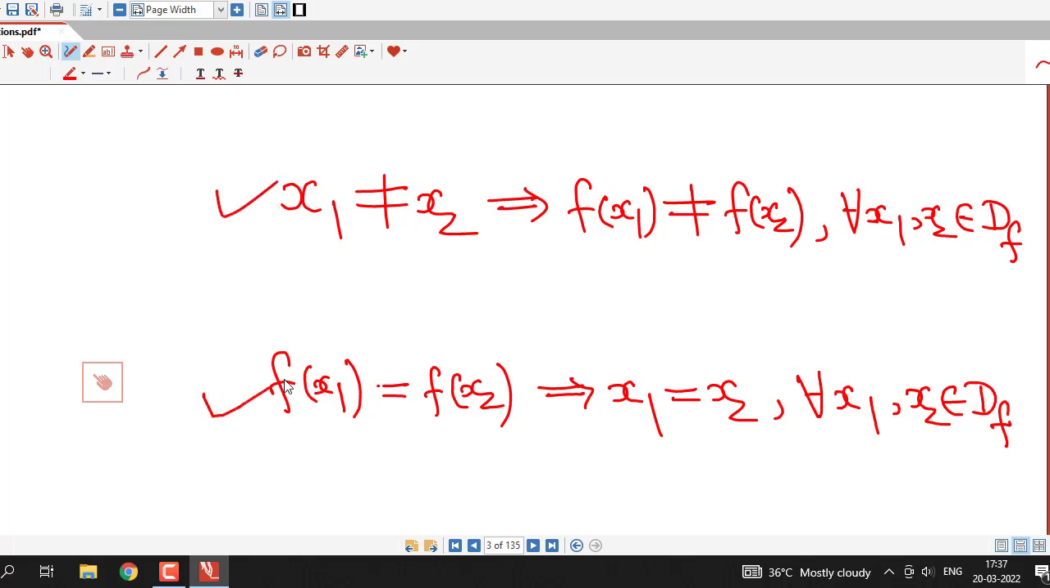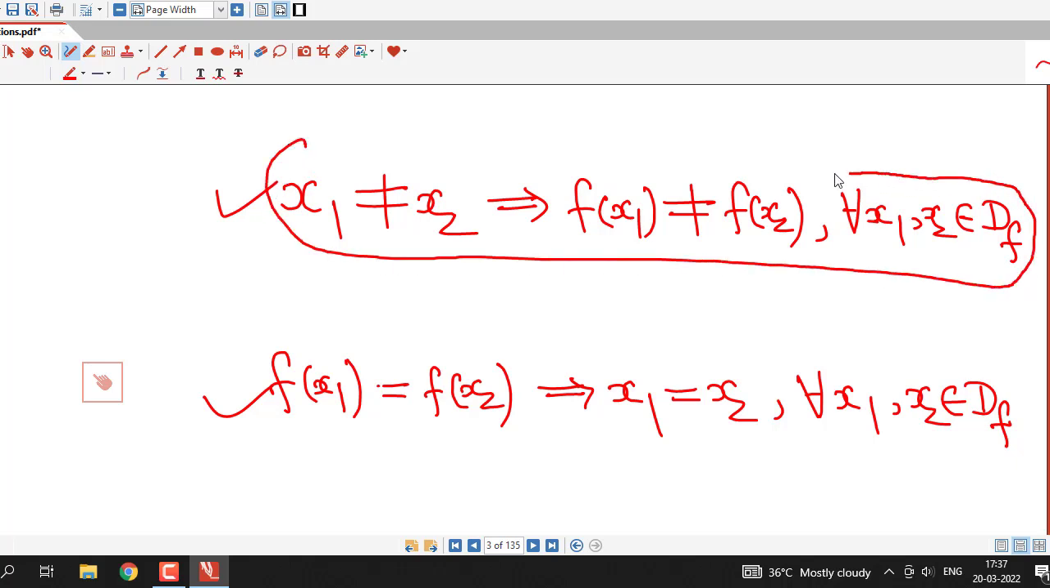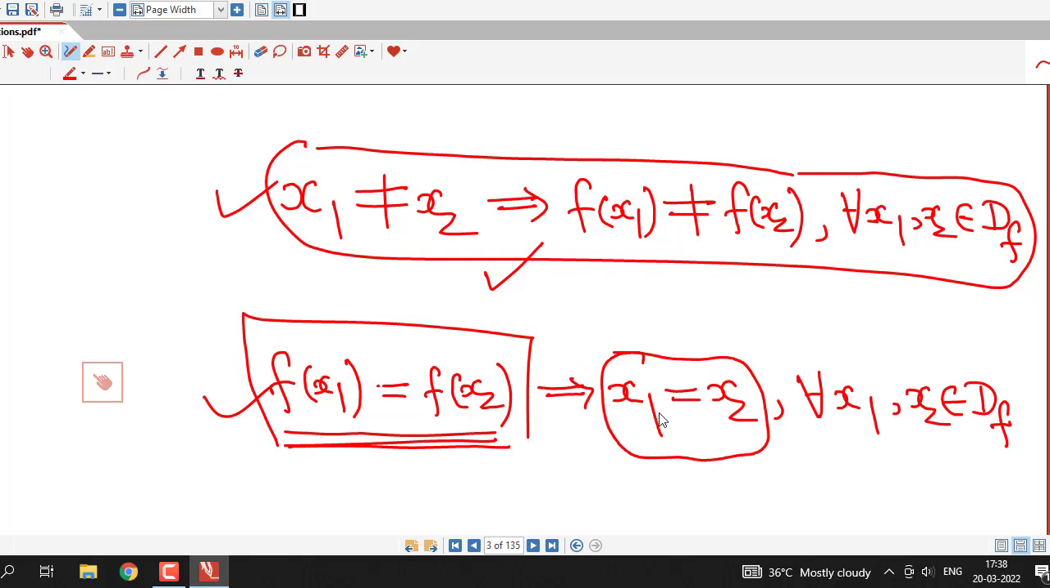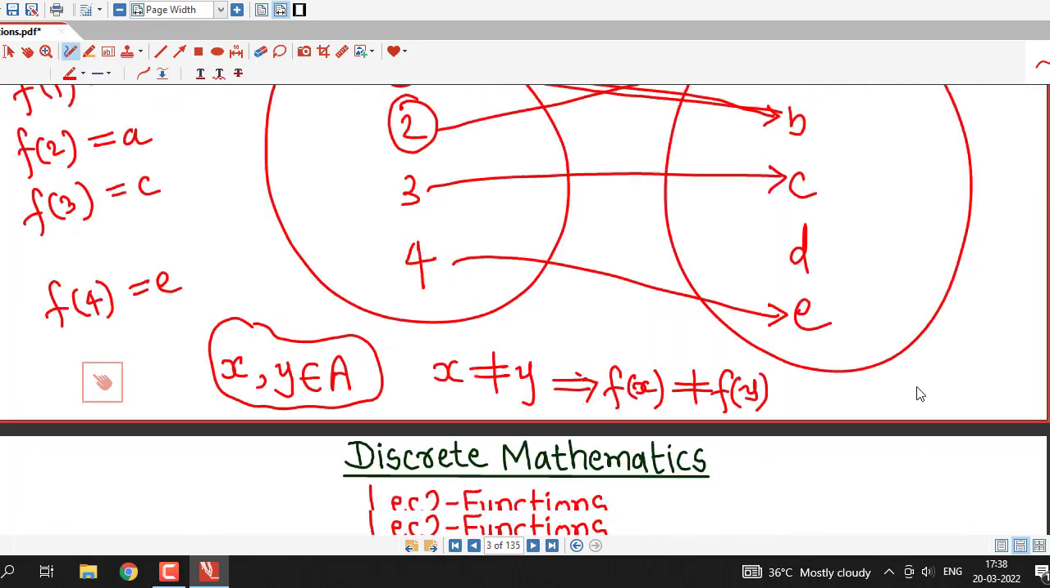So both the statements say that distinct elements must have distinct images. This statement means distinct elements in the domain of a function must have distinct images, and this statement is equivalent to that statement, which says that if two images are equal, then x1 and x2 cannot be different. f of x1 equal to f of x2 must imply x1 equal to x2 for all x1, x2 belonging to the domain of f if f is one-to-one.